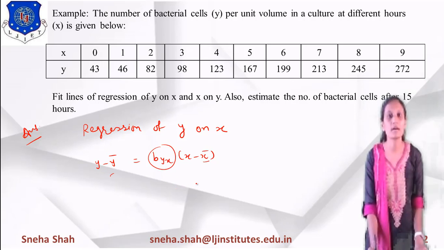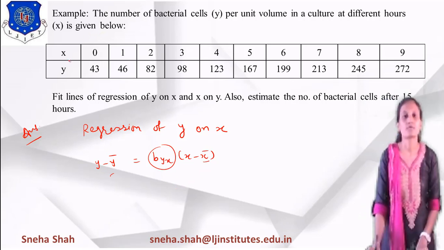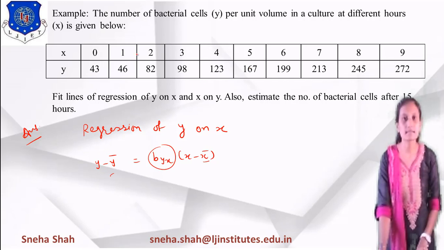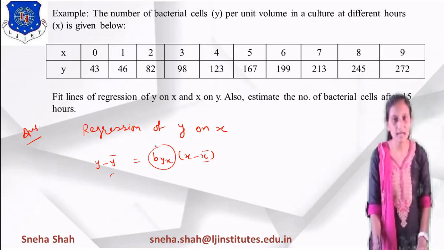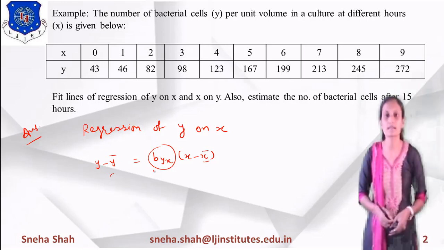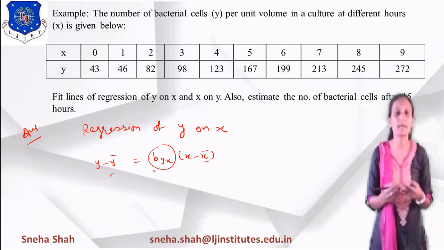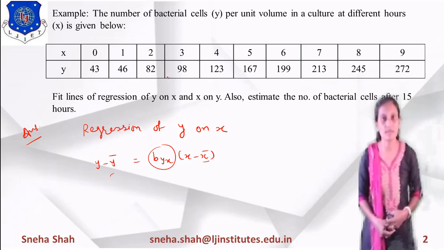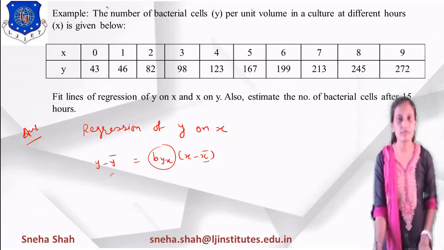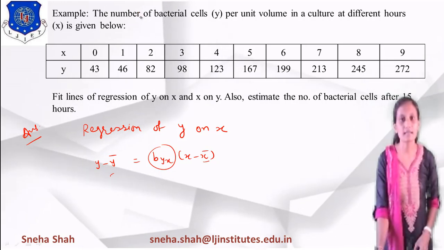For finding all these values, we will represent this distribution in column form, and then find the values of X bar, Y bar, and b_YX. In the same way, if you want to find the regression of X on Y, the equation will be X minus X bar equals b_XY times (Y minus Y bar). We find all these values and put them in this equation, so we can find the regression lines. So I am writing this table in column form.